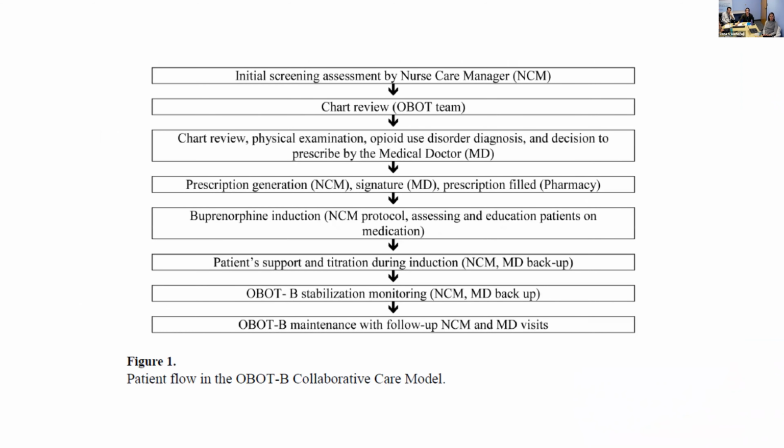So what did they do? Again, this is just expanding access in order to get people into treatment sooner and have more treatment available than what would typically be available if a patient was coming in and seeing a provider just one-on-one for their treatment. So the initial screening assessment would be done by the nurse care manager. The chart would be reviewed by the office-based, the outpatient team, and then the chart would be reviewed, physical exam done, the opioid use disorder diagnosis made, and then the decision to start medication made by the doctor.